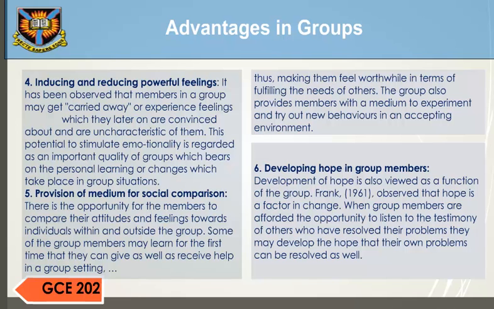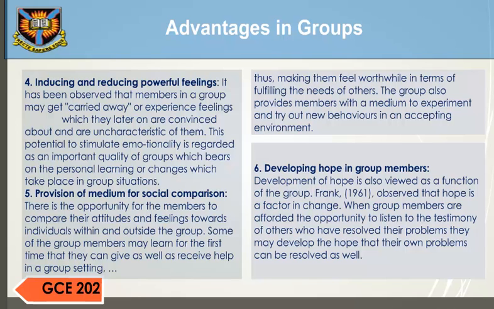5. Provision of medium for social comparison. There is the opportunity for the members to compare their attitudes and feelings towards individuals within the group and outside the group. Some of the group members may learn for the first time that they can give as well as receive help in a group setting, thus making them feel worthwhile in terms of fulfilling the needs of others. The group also provides members with a medium to experiment and try out new behaviors in an accepting environment.